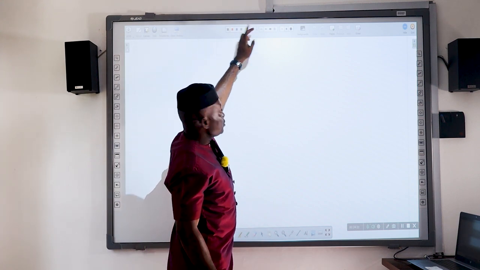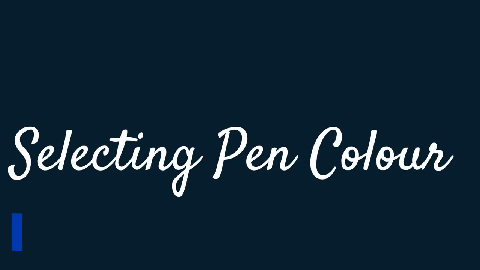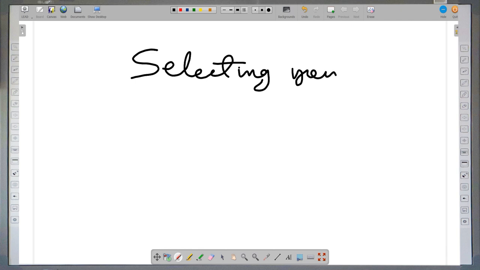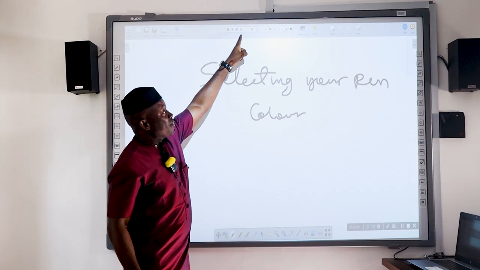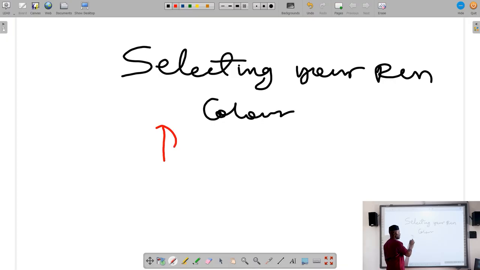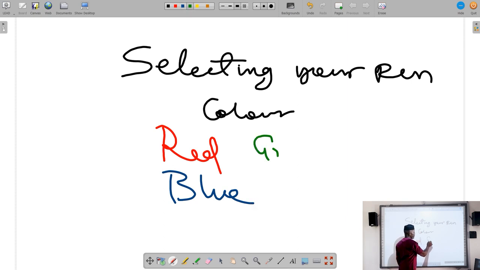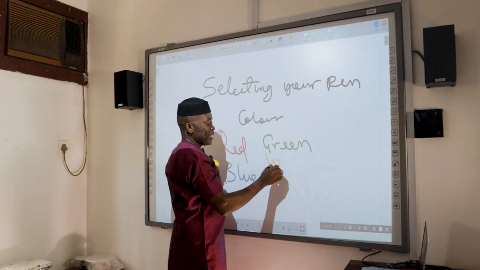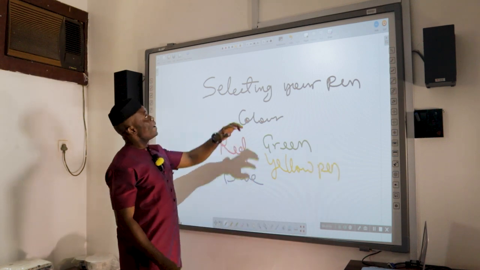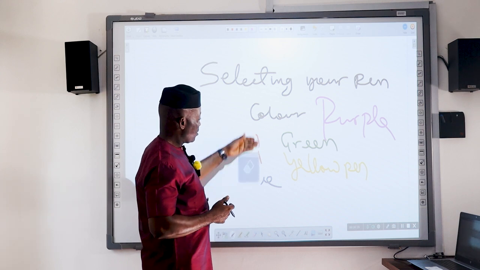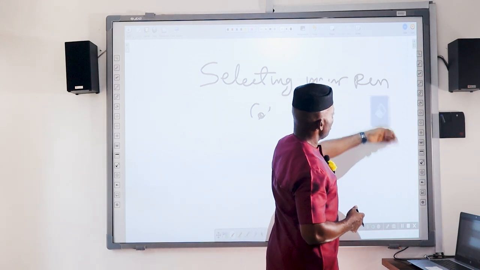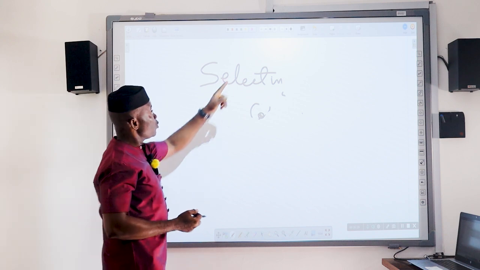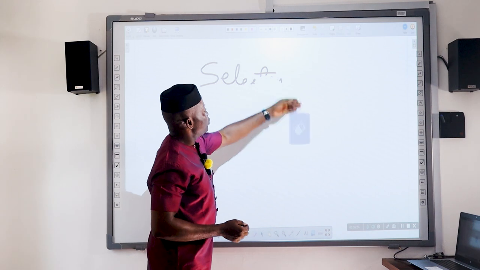Then here is my pen colors. I want to show you how to choose your color. Selecting your pen color. If you look at this sign, you can see red. When you touch on the red, you can see red. Then here you have your blue. Then my green pen. Then my yellow pen. Then I can clean this thing that I've done using my backhand. You don't need to click here to choose your eraser, but if you like, you can also come over here and choose your eraser. But I choose to clean using my backhand.